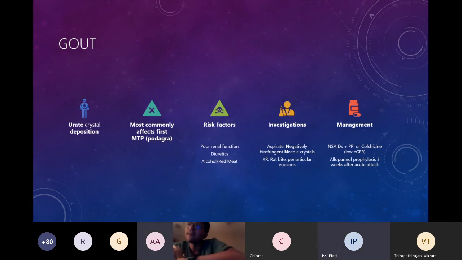Yeah, perfect. And you can all see the slides, but management for gout, you're going to start with NSAIDs, and whenever you give NSAIDs, you always give gastric protection. Colchicine is pretty much designed for gout, but you don't use it because it causes really bad diarrhea. So unless they've got really bad renal function, NSAIDs. And remember, allopurinol is really good for prophylaxis, but don't start it until at least 3 weeks after an acute flare.